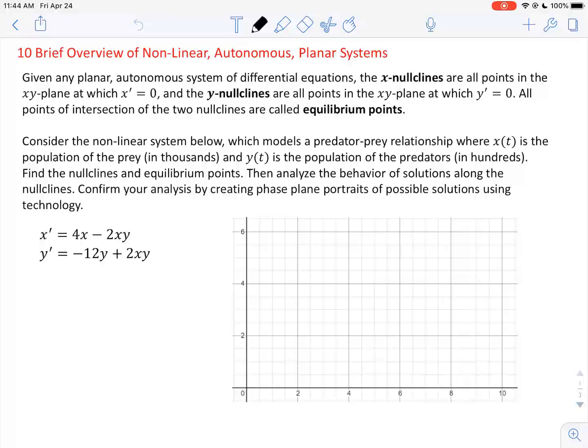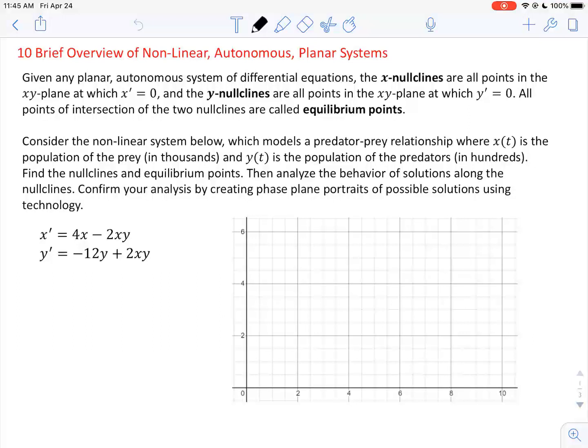Hello, differential equation students. Today we are doing a brief overview of some content from chapter 10. We're going to be very superficial. I only have 3 slides to discuss here. But chapter 10 deals with coping with nonlinear, autonomous, planar systems and other higher dimensional systems too, but we're only going to focus on planar, meaning 2-dimensional.